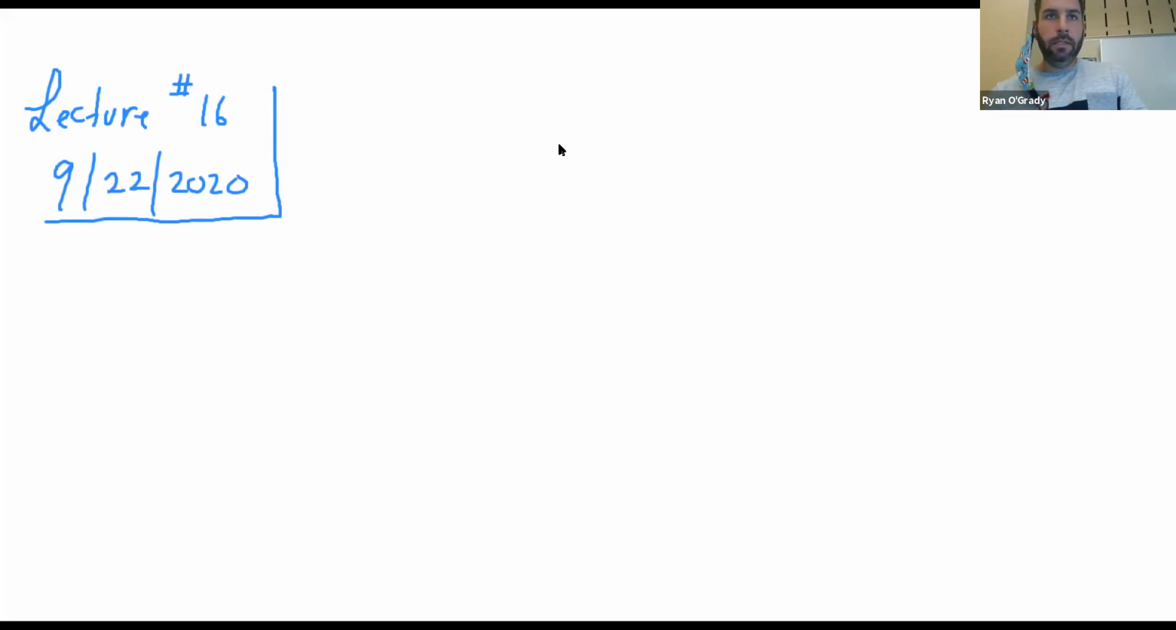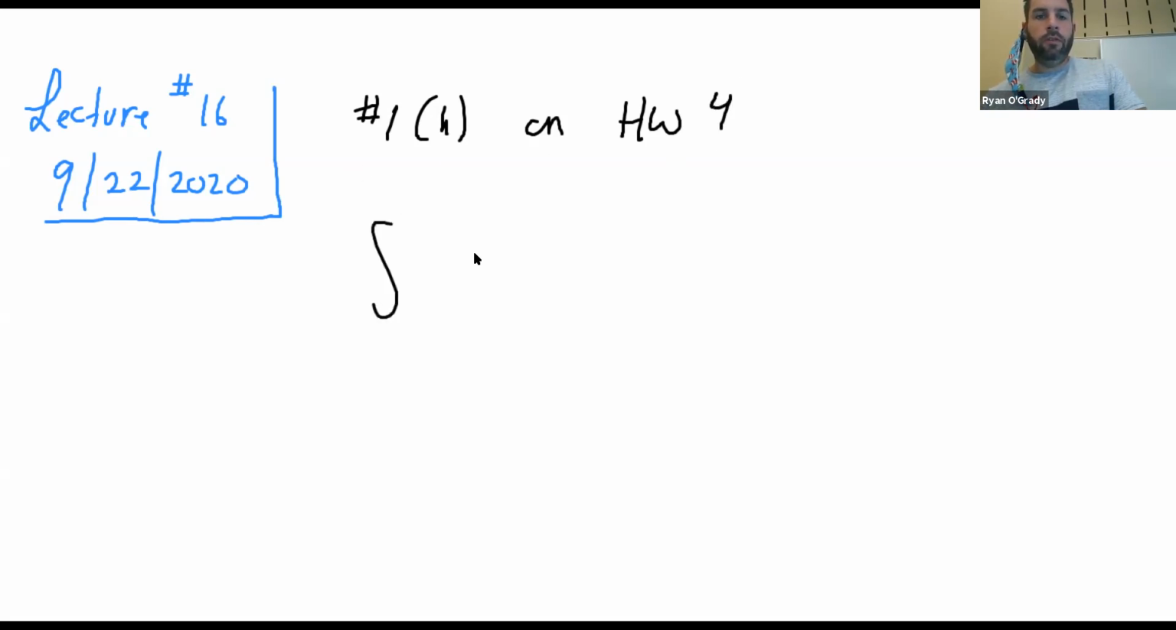Problem 1H. And this was, I believe, homework 4, yeah. So here's the integral in question. It's a beautiful integral, if you like scary looking creatures, and we all do.